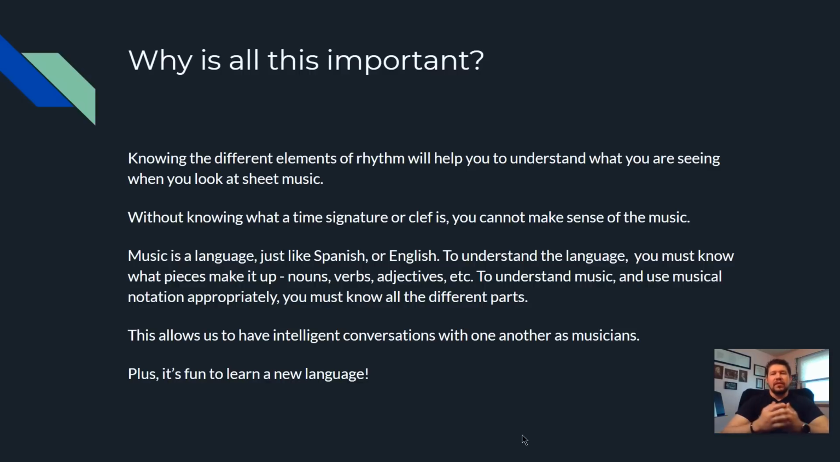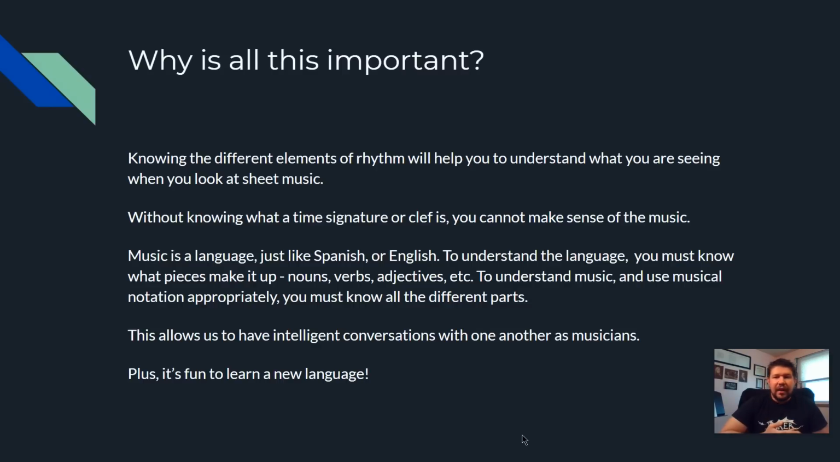Now, some of you are probably thinking at this point, why is this important? Why do we need to know this? We're talking about rhythm. Why do we need to know about the things on the staff? So that's a very good question and a very valid question. And one thing I like to do is to explain to you why I'm teaching you things. It's not just because I said so and you have to do it. There is a very important reason that we need to know these things. Knowing the different elements of rhythm will help you to understand what you're seeing when you look at sheet music.